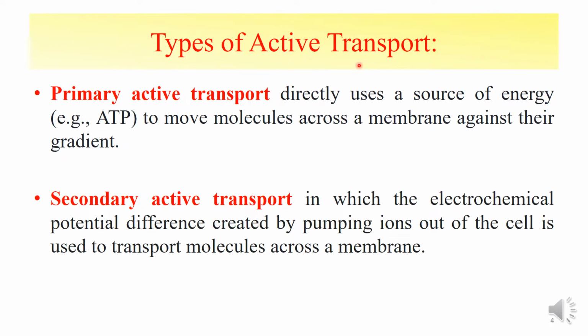Now the types of active transport are primary active transport, which directly uses a source of energy to move molecules across the membrane against their gradient, and the secondary active transport, in which the electrochemical potential difference is created by pumping ions out of the cell, and this is used to transport molecules across the membrane. So these are the two types of active transport.